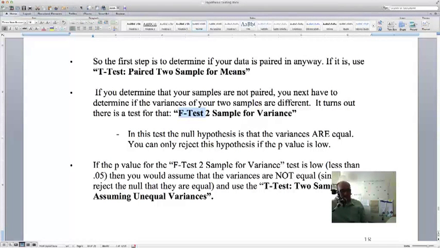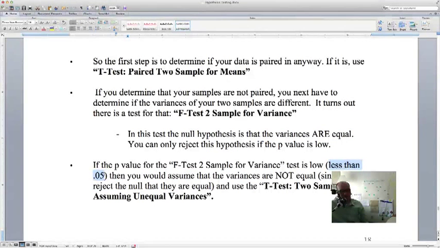So in this test, the null hypothesis is that variances are equal. The null hypothesis is that they are equal. Right, so we already assume that they are equal unless we have a really low p-value for this F-test. Then we continue to assume that the variances are equal. If we do get a low p-value, then we say, well, they're not equal. They must be unequal.